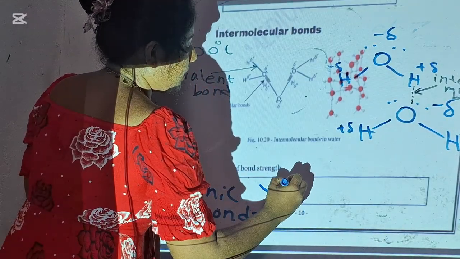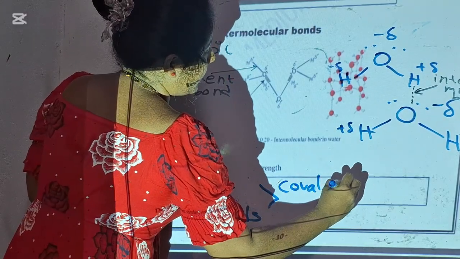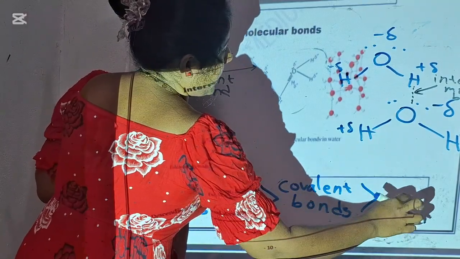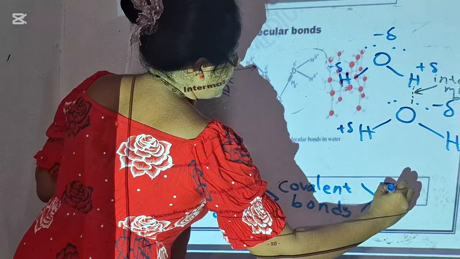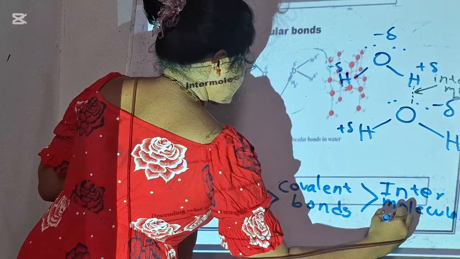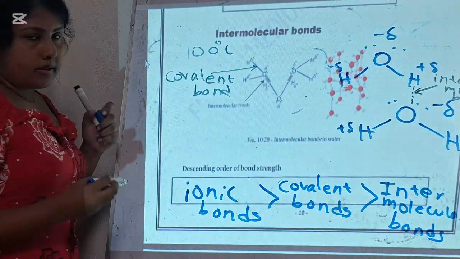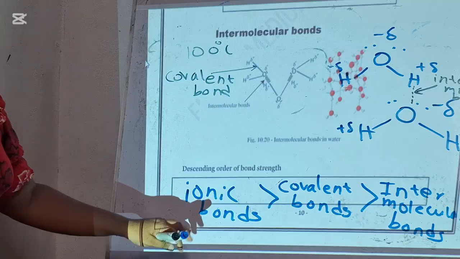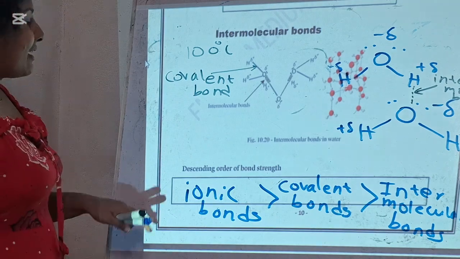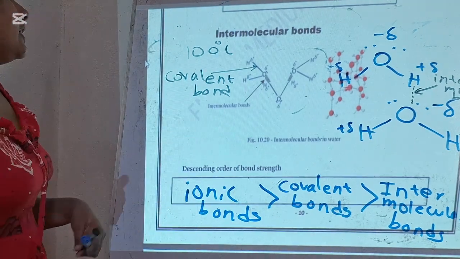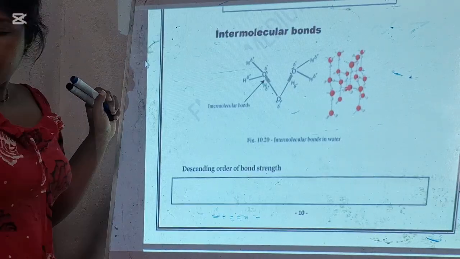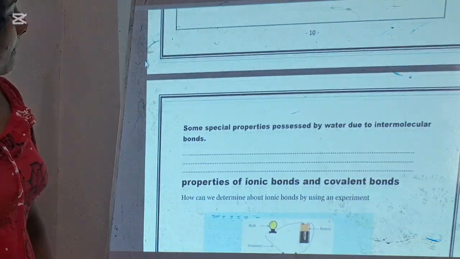Then the covalent bonds, after that intermolecular bonds. That's the way of increasing the strength. Actually we wrote here the decreasing order of the strength. Most is ionic, then covalent, then intermolecular. Then we are moving to the next part.